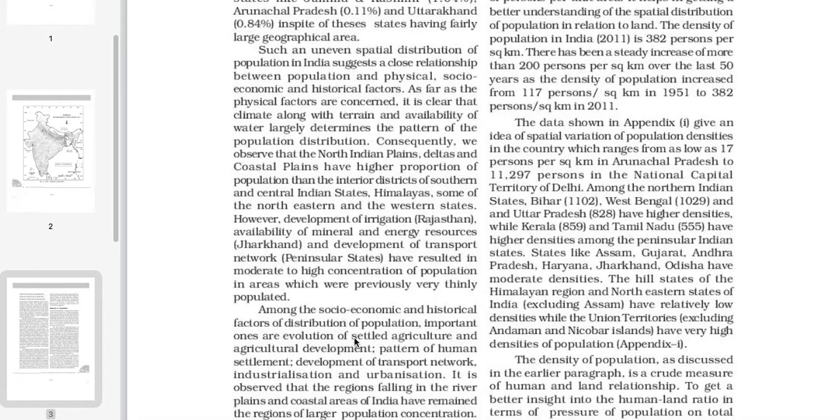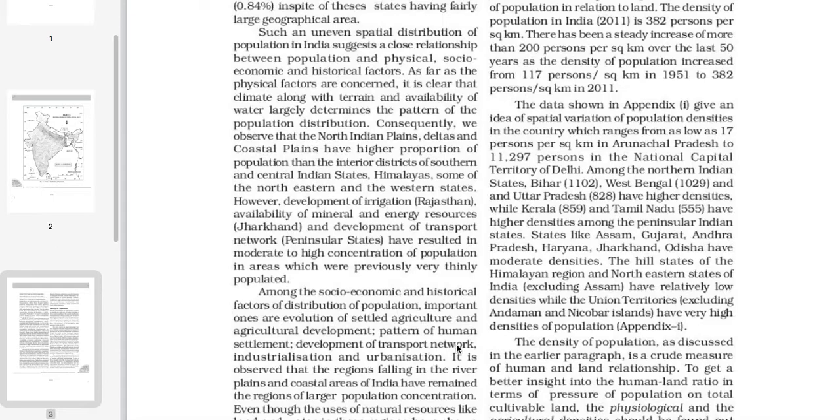Among the socio-economic and historical factors of distribution of population, the important ones are evolution of settled agriculture and agriculture development, pattern of human settlement, development of transport network, industrialization, and urbanization. In socio-economic factors, what we discuss is those states which have more industries and are urbanized.